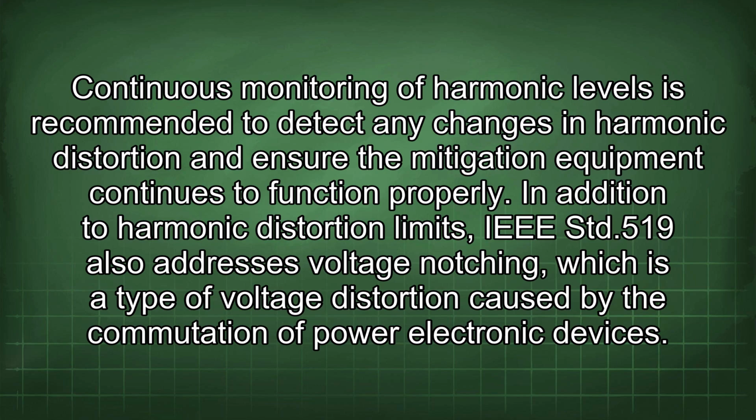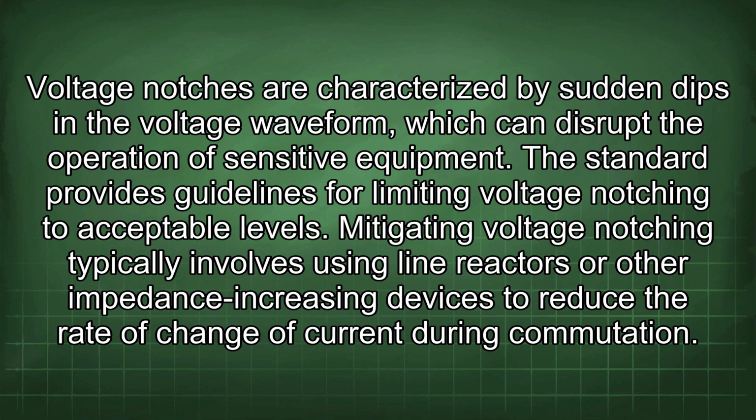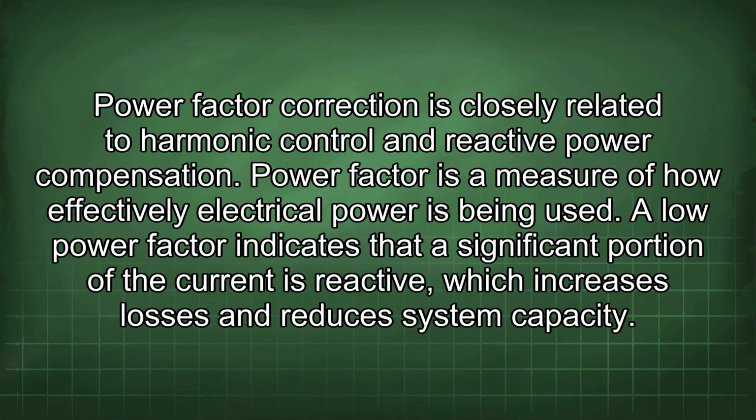In addition to harmonic distortion limits, IEEE Std.519 also addresses voltage notching, which is a type of voltage distortion caused by the commutation of power electronic devices. Voltage notches are characterized by sudden dips in the voltage waveform, which can disrupt the operation of sensitive equipment. The standard provides guidelines for limiting voltage notching to acceptable levels. Mitigating voltage notching typically involves using line reactors or other impedance increasing devices to reduce the rate of change of current during commutation.